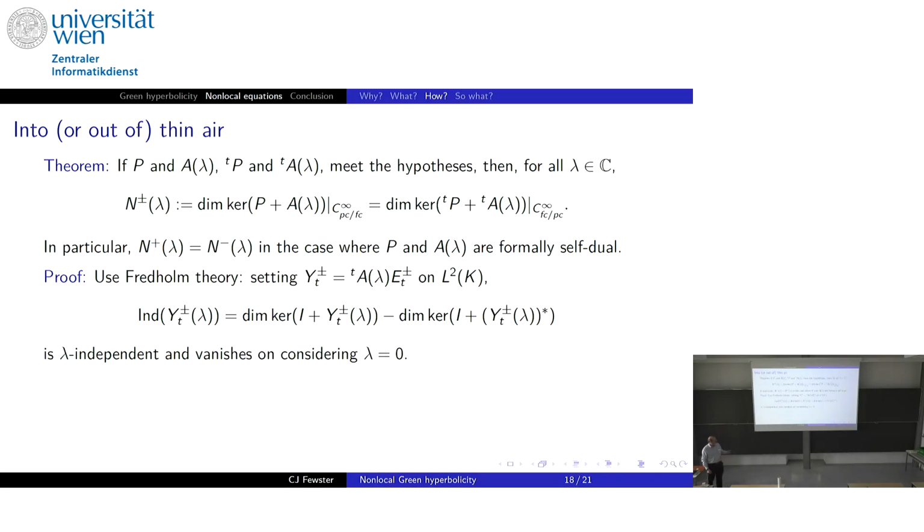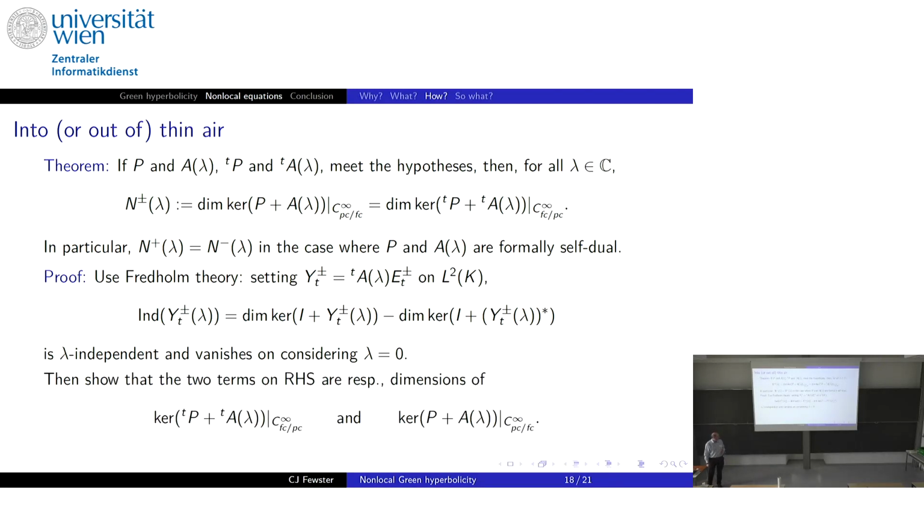And the proof really is to use Fredholm theory again. We're going to look at the composite like so, and then the index, which is the difference of the dimensions of these kernels here, is independent of lambda. That's from Fredholm theory. And when we go back to lambda equals 0, well, this vanishes anyway. So the index is 0 at that point. So it's constant and 0 at one point, so it's just 0. And then the rest of it is to realize that this dimension is actually the same. I think it's this one, and this one is the same as the dimension of that one. So that's how you prove this curious result on dimensions.